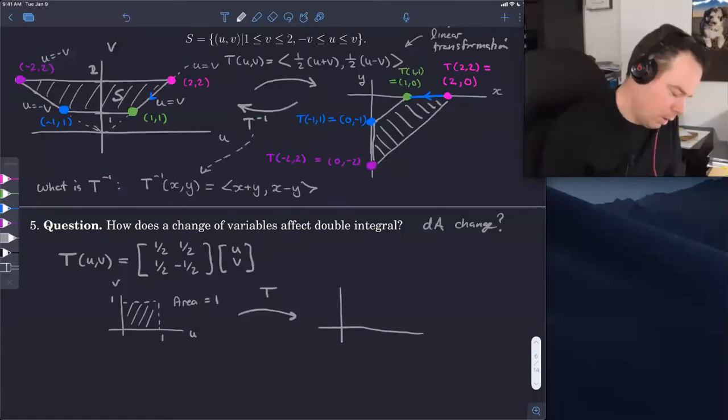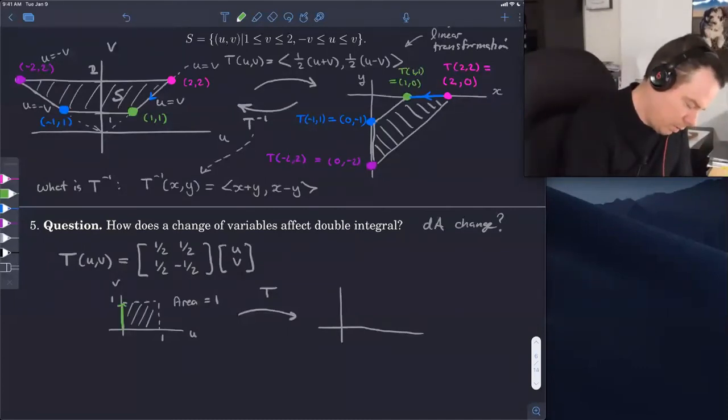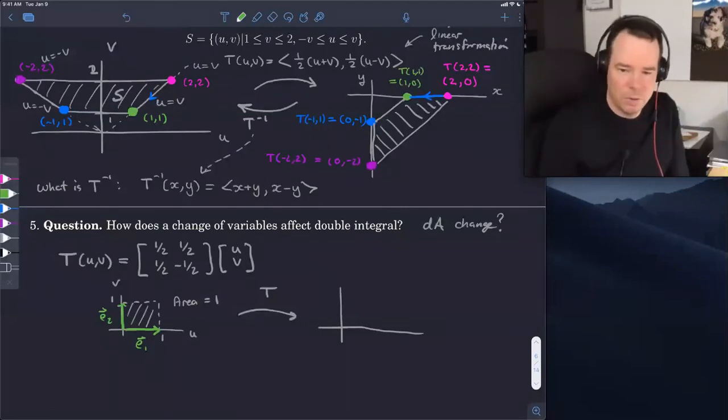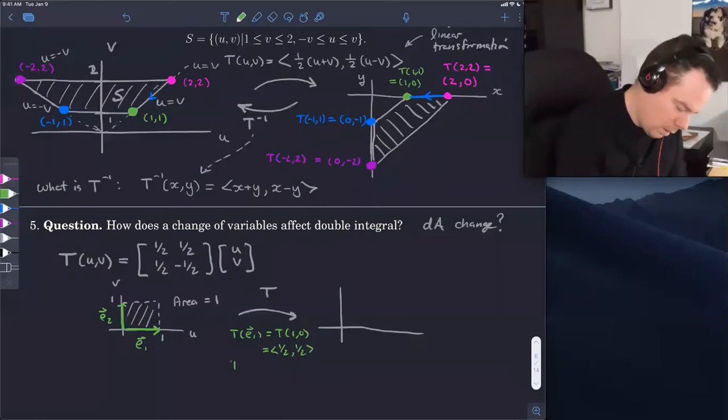What does it become? Well, the thing to keep in mind is now we're borrowing on our linear algebra skills. How does this rectangle get mapped? Well, I just need to know, what does it do to these two vectors? What does it do to E1? What does it do to E2? There's two standard basis vectors. When I take their image under T, T of E1, which is T of (1, 0), that gets mapped to (1/2, 1/2). And T of E2, which is T of (0, 1), gets mapped to the second column, (1/2, -1/2).